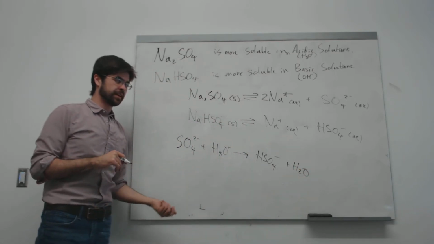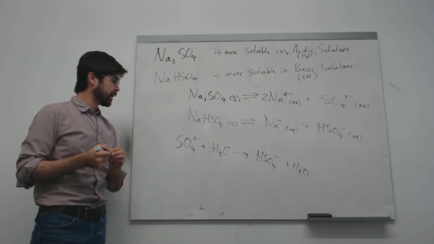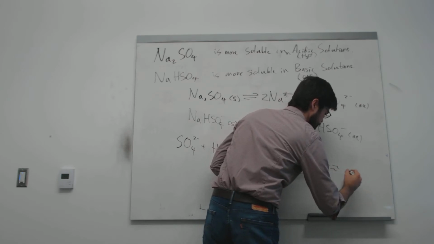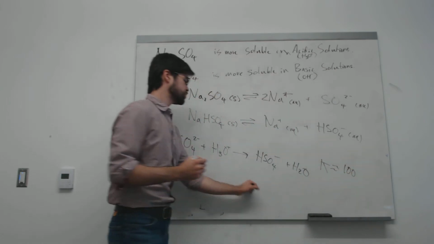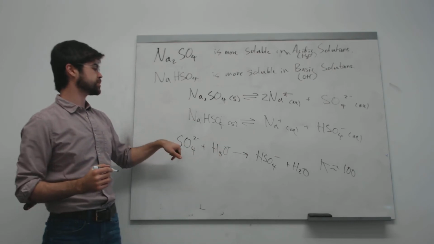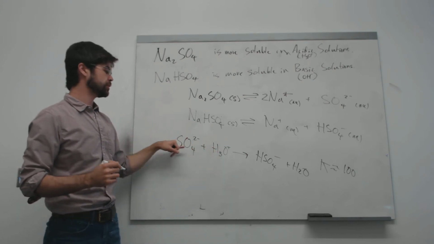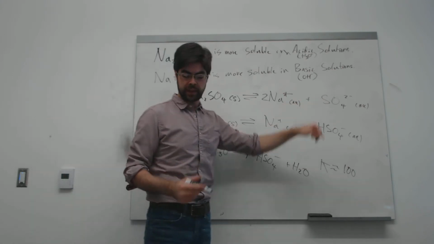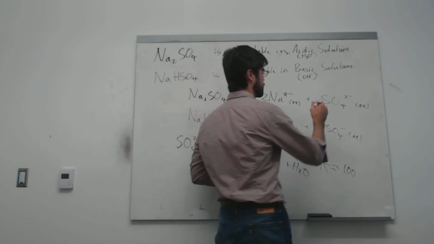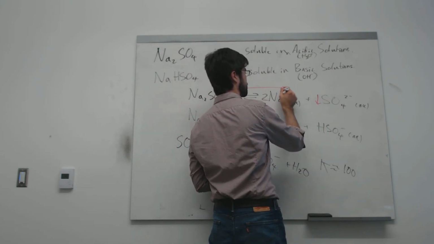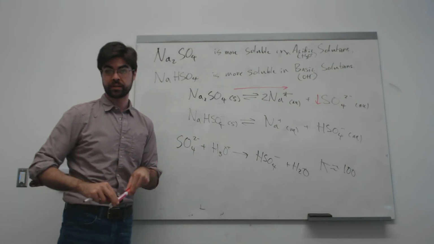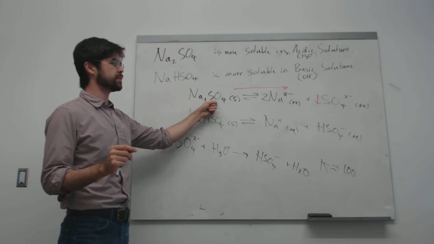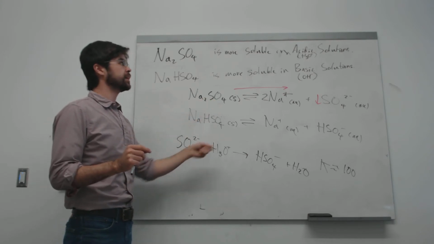So that reaction is relatively favorable. The K for this reaction is about 100. So that one is quite favorable. If I put sulfates in an acidic solution, they'll tend to gain protons, meaning that their concentration goes down. If the concentration of the sulfate goes down, then this reaction is drawn forward, meaning the solubility increases. So that's how I rationalize why the sodium sulfate is more soluble in an acidic solution.